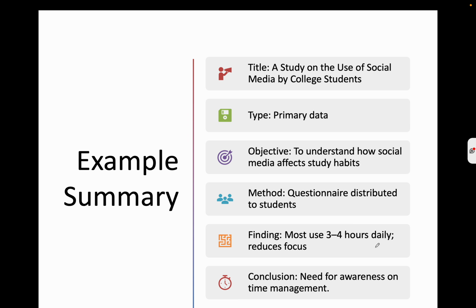I'll give you an example for a summary. For example, a study on the use of social media by college students. The objective is to understand how social media affects study habits. The method I've used is a questionnaire distributed to students. Finding: most use 3-4 hours daily, which reduces focus. This is the finding. Conclusion: need for awareness and time management. This is a small summary.